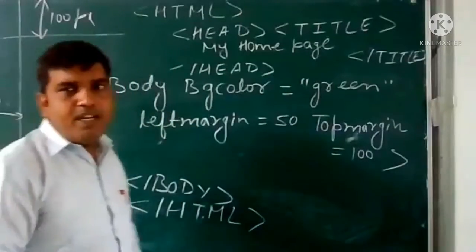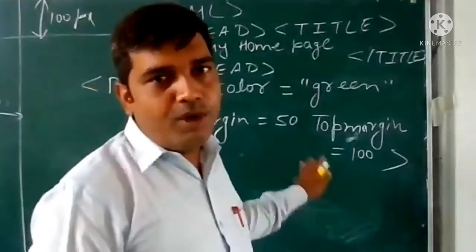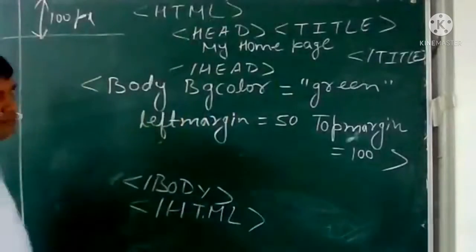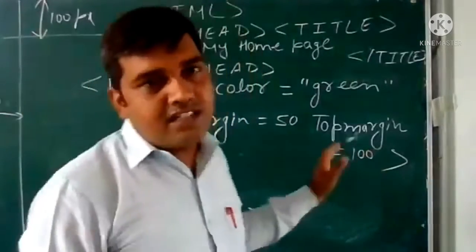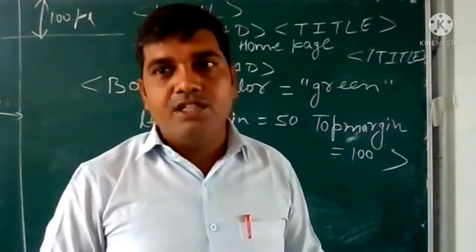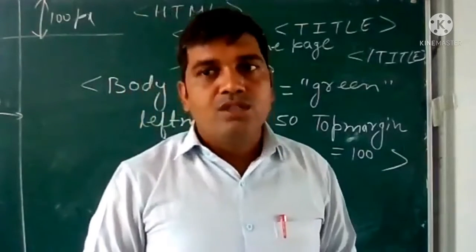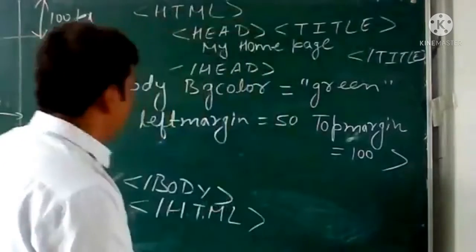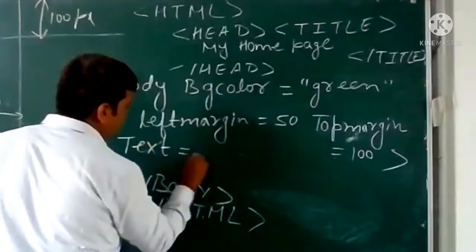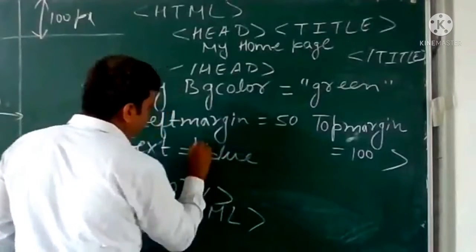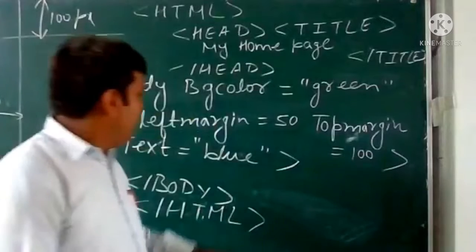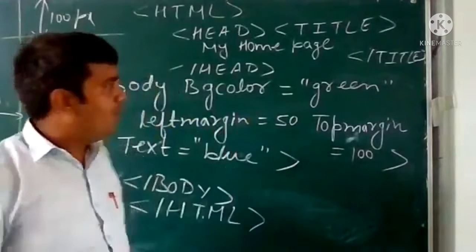Okay. Another popular attribute which is used with this body tag is the text attribute. Why are we using the text attribute? To give the text color. If you want every text of the web page which you are presenting to appear in blue color, what do you write? Text equals to blue. So here we add another attribute, text equals to blue. So if we write text equals to blue, each text on the web page will appear in the blue color. Okay.